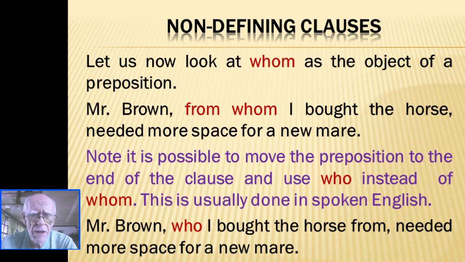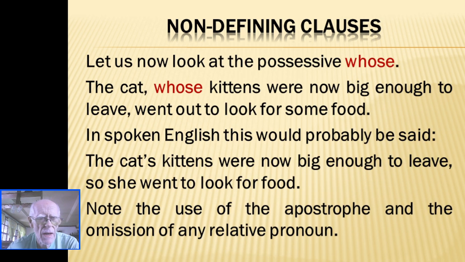Let us now look at whom as the object of a preposition. Mr. Brown, from whom I bought the horse, needed more space for a new mare. Note it is possible to move the preposition to the end of the clause and to use who instead of whom. This is usually done in spoken English. Mr. Brown, who I bought the horse from, needed more space for a new mare.